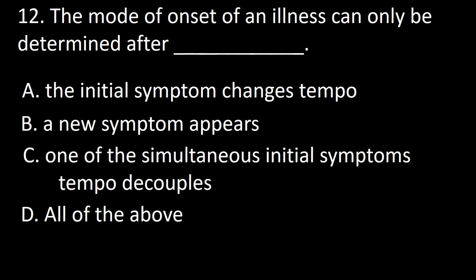Next question. The mode of onset of an illness can only be determined after dash. A. The initial symptom changes tempo. B. A new symptom appears. C. One of the simultaneously initial symptoms' tempos decouple. D. All of the above.